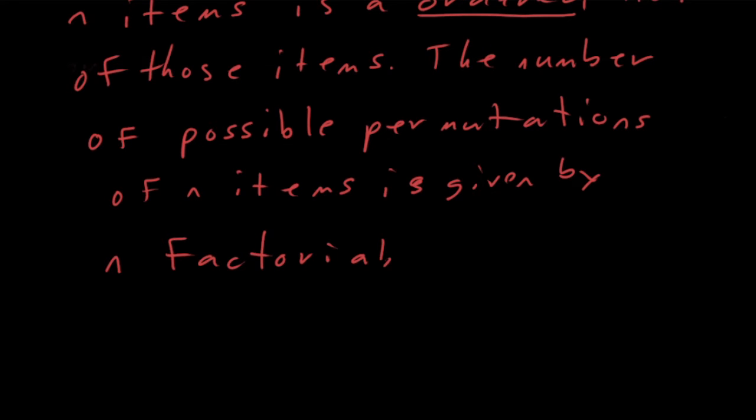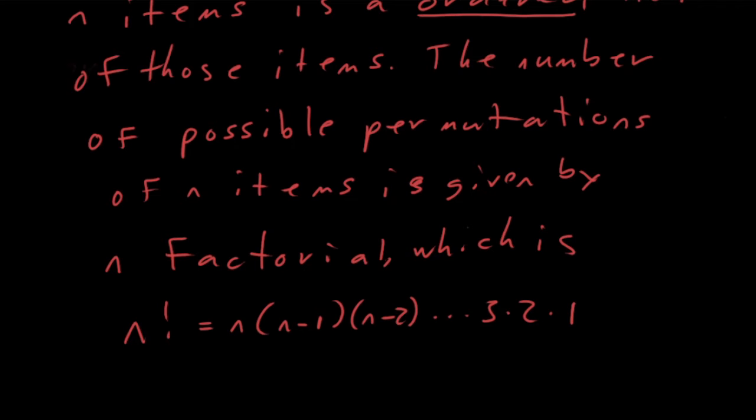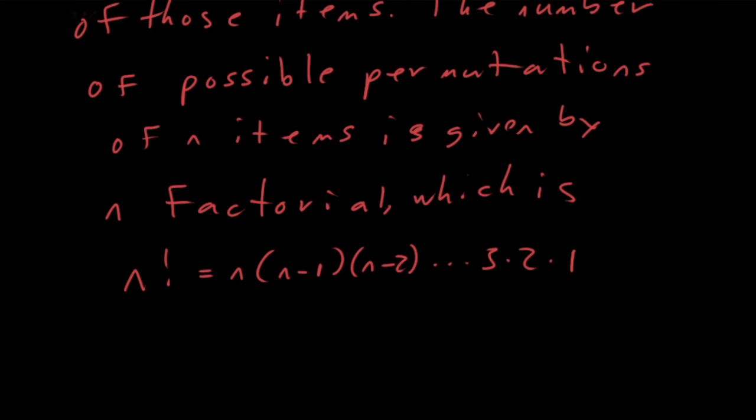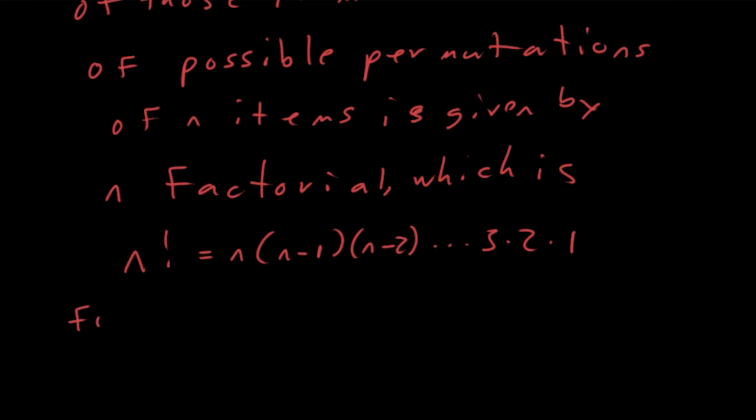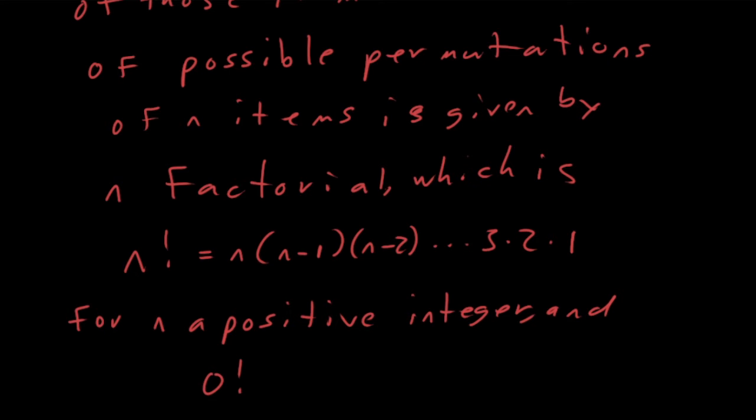Which is this thing. N factorial is equal to n times n minus 1 times n minus 2 times 3 times 2 times 1, all the way down to 1. You multiply, for n a positive integer, and 0 factorial is equal to 1.